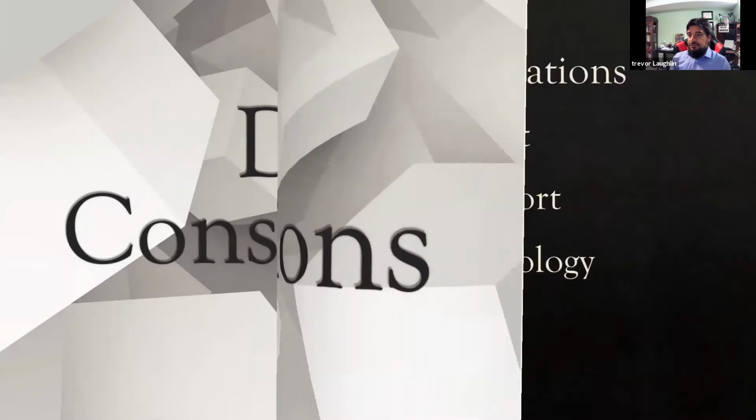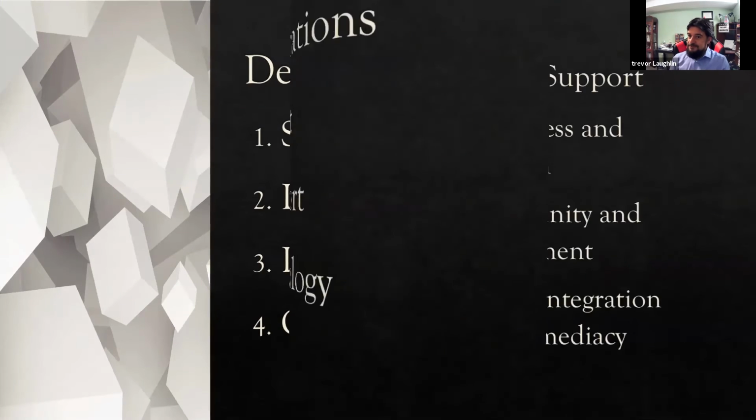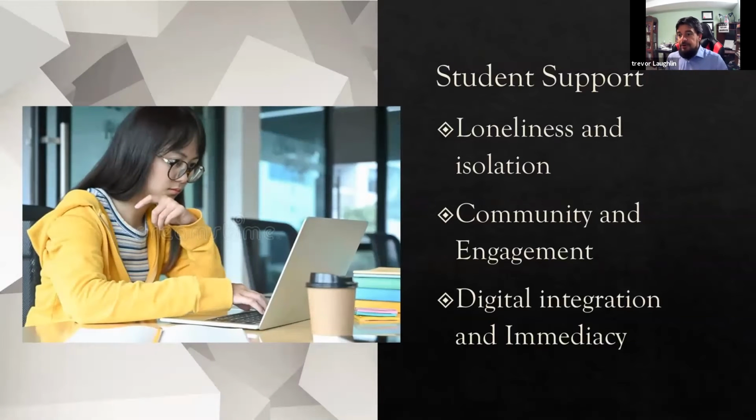So as we were looking at these amalgamated sections, we could all basically lump it into 4 categories. We had student support, we had instructor support, we had the limitations of technology, and then we had our course design section. So what are in these sections? Well, student support has to deal with issues of loneliness and isolation. Are students engaging with the material? Are students being able to engage with their teachers? Are they able to engage across multiple channels? Are they able to engage with their fellow learners?